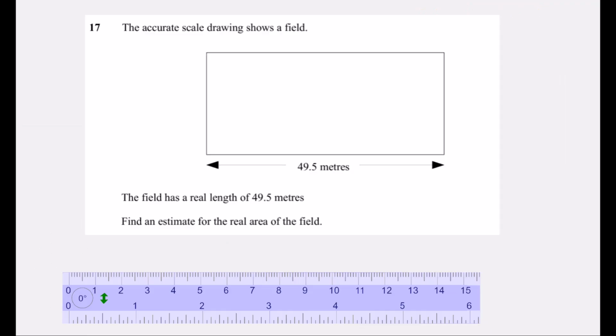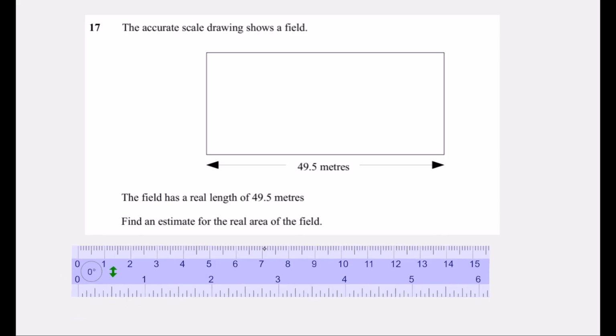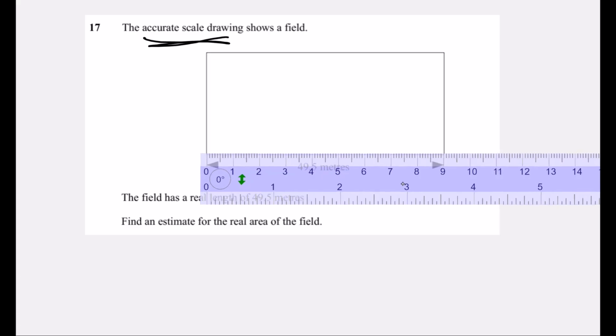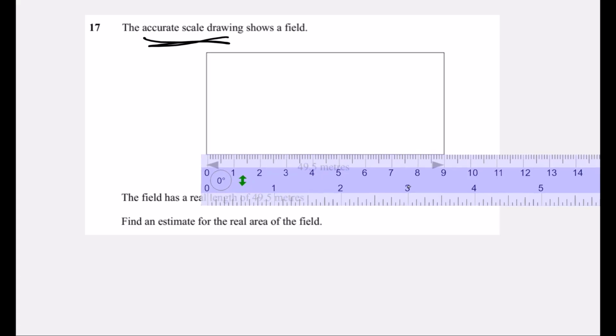Question 17. The accurate scale drawing shows a field. The field has a real length of 49.5 meters. Find an estimate for the real area of the field. So it's an accurate scale drawing, so we can work out a scale for it. If we measure the length, we get 9 centimeters.